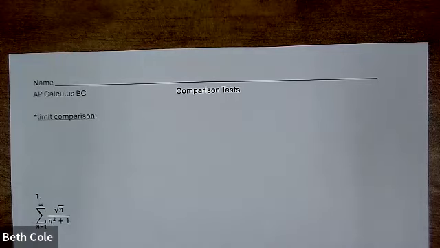P-series and geometric. The idea when you're doing a comparison is you're taking something that's sort of complicated and comparing it to something that's easier. Make sense? Kind of like when you do a U substitution, you take something that looks really complicated and then you make it look a whole lot simpler.